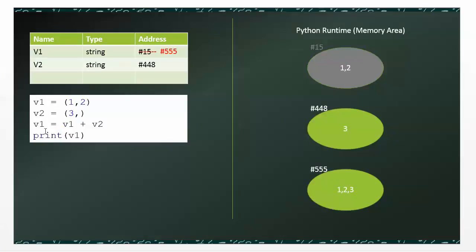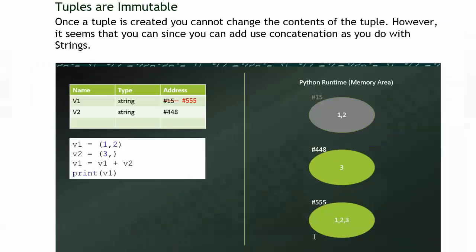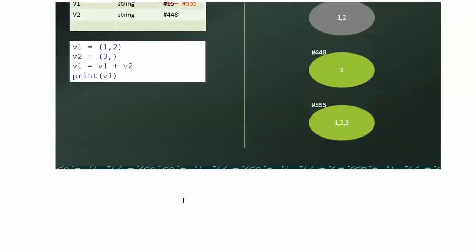And what's going to happen is I'm going to end up with a new space in memory. So 15 was the original place where it was holding its value, but that gets replaced. V1 will now point to 555. Remember, I'm just making up these addresses. But the deal is that it looks like the tuple has expanded, but what's really happened is that it's just made a new space in memory.